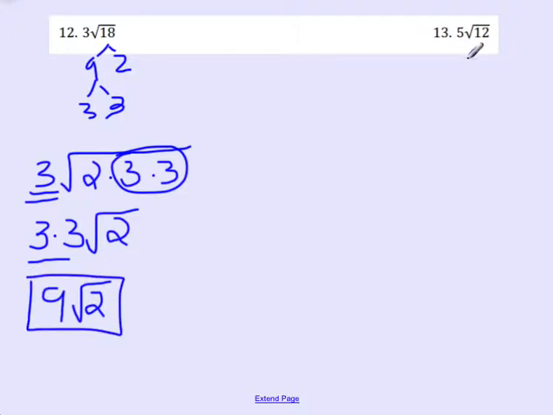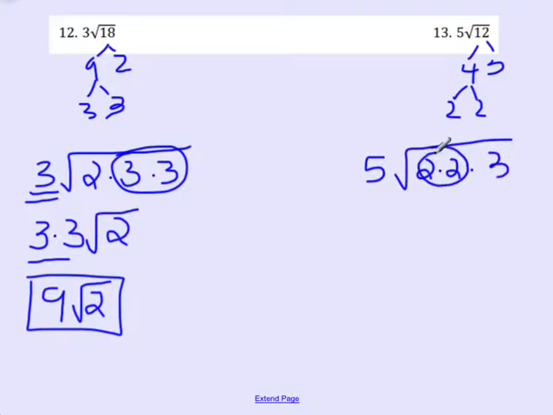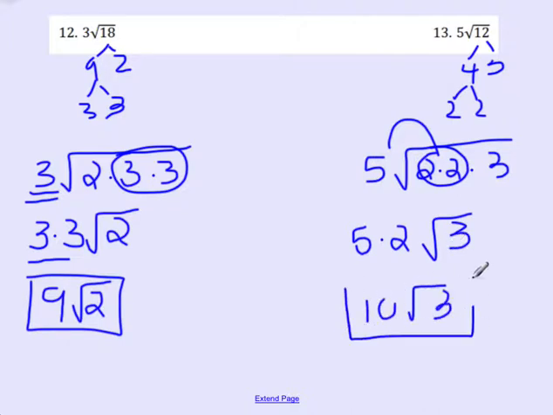Then we're going to go ahead and split up the 12. 12 I can divide down to being 4 and 3. And then I can split the 4 down to 2 and 2. So I have the 5 on the outside of the radical, and then I have 2 times 2 times 3. Well, I can take that pair of 2's out. When I take the pair of 2's out, I'm going to end up multiplying it by that 5 that's on the outside. 5 times 2 is 10, and then you get square root of 3. So we have 10 square root of 3.